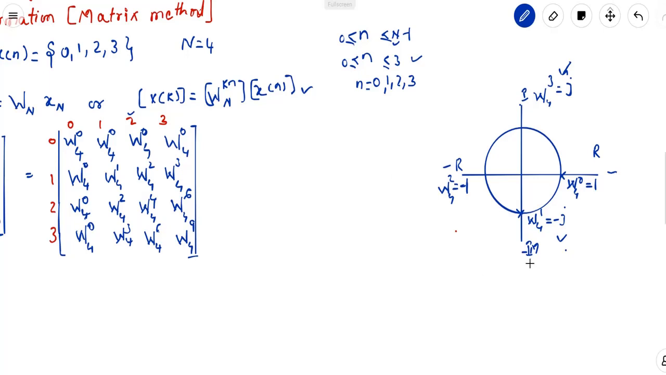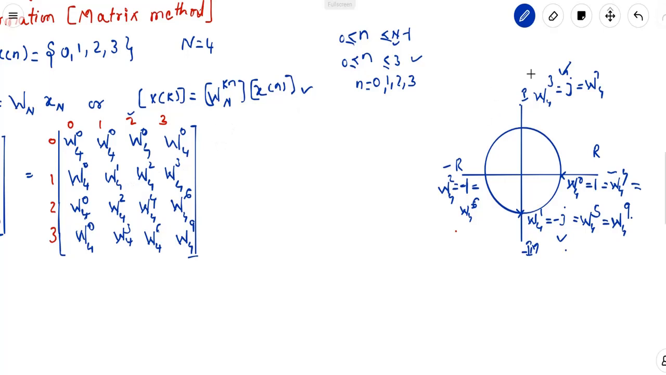As we know that it is periodic in nature, it's going to repeat itself. So this will again be omega 4 of 4, this will be equal to omega 4 of 5, this will be equal to omega 4 of 6, and this will be equal to omega 4 of 7. So this one is 8, and this one will be equal to omega 4 of 9. Now these values I'm going to substitute in this matrix.